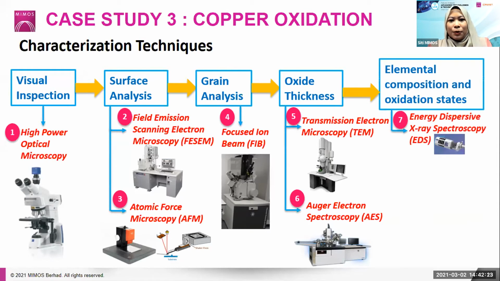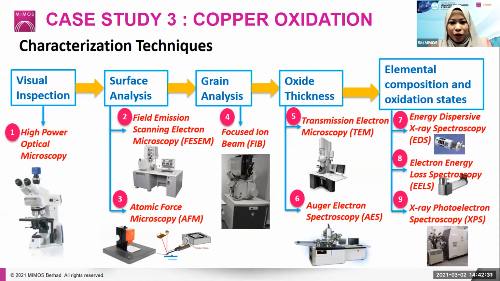And of course, for the composition analysis, we can utilize EDS, EELS for the oxidation state, and we also have another option, XPS, to determine the oxidation state of the copper oxide. So the next few slides will show you the outcome of each characterization technique.